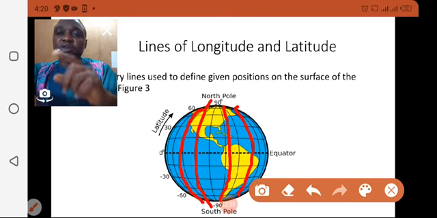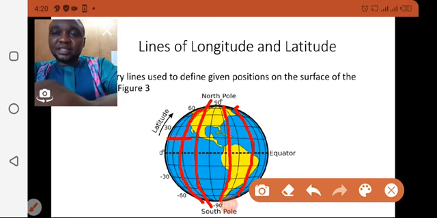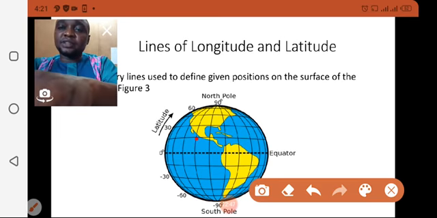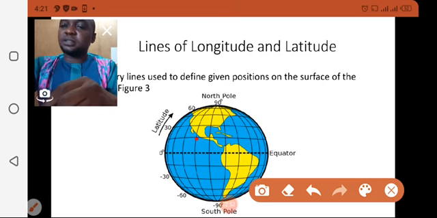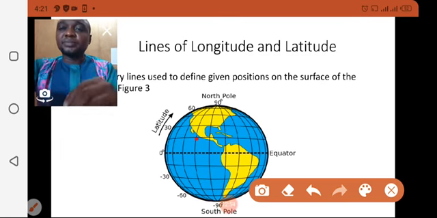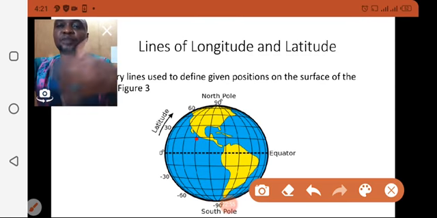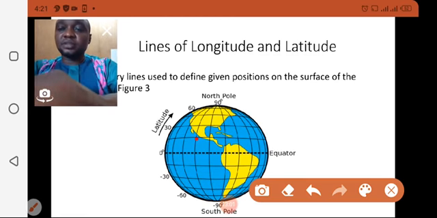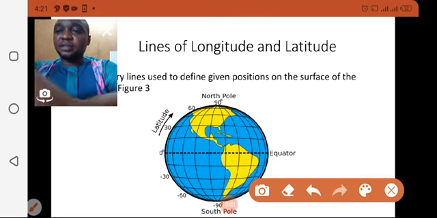A coordinate is gotten at the point of intersection of the two lines. So like this particular location, this particular location, which houses the intersection of the two lines, your lines of latitude and your lines of longitude. Where they cross, that's a coordinate. So these are imaginary lines used to define given positions on the Earth's surface. I hope we are good on that. That's something I just want you to know.